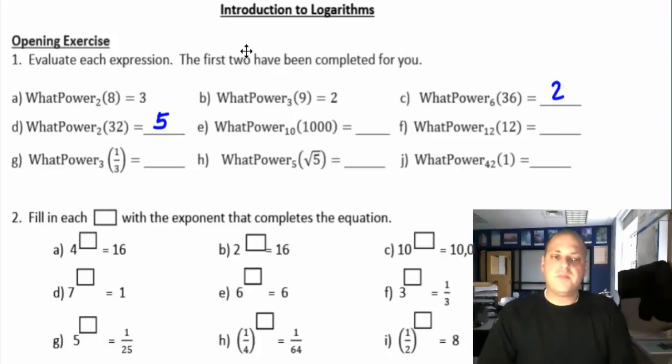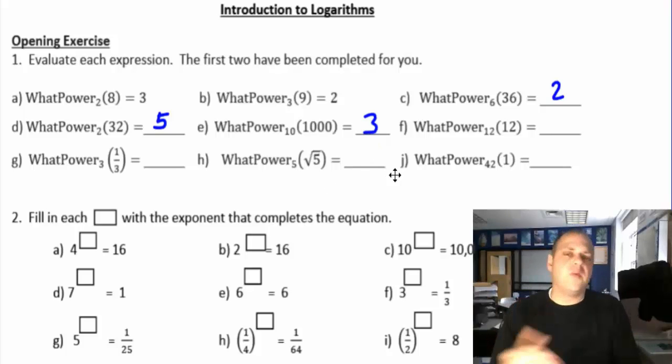What power of 10 is 1,000? 10 to the first is 10, 10 to the second is 100, and 10 to the third is 1,000. That's what they want here, so that's going to be 3. I want you to ask, why are we doing this? You'll see why.